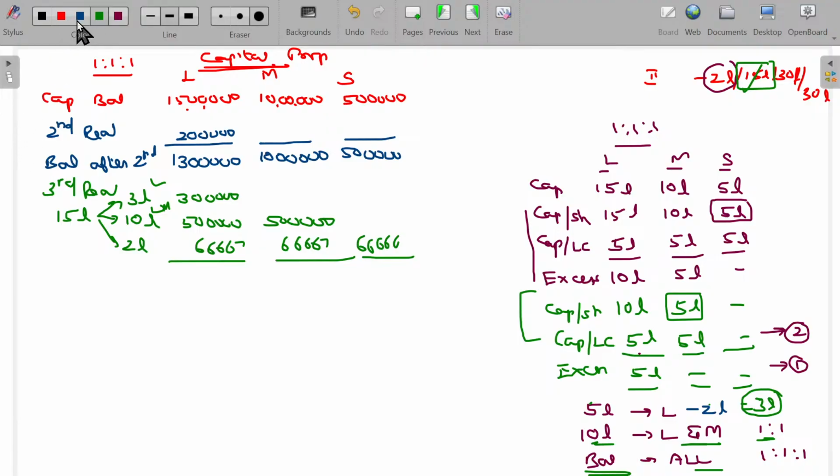Balance after third realization: 4,33,333, 4,33,333, 4,33,334. Hope you'll be now able to understand. Third realization is over.